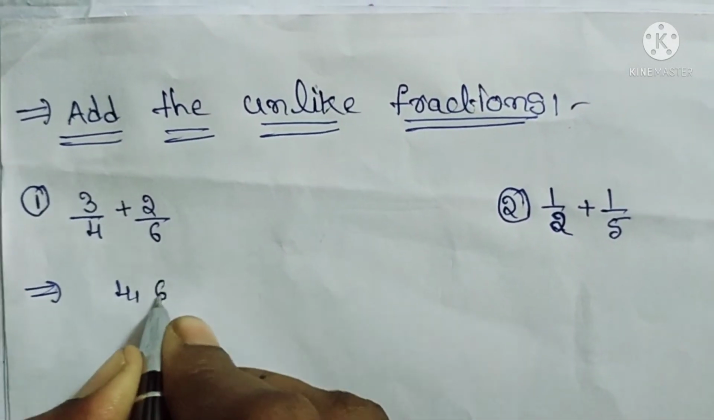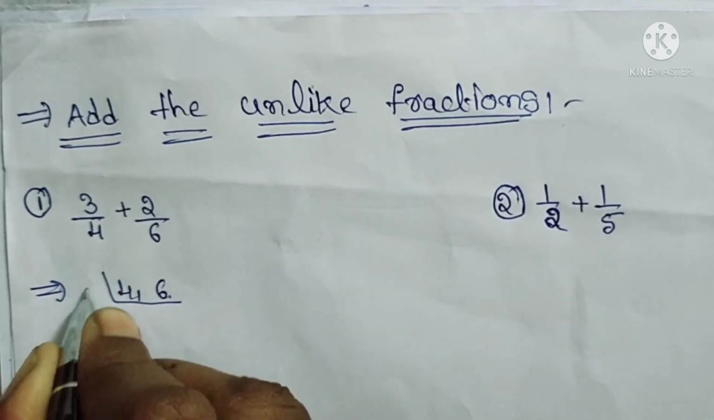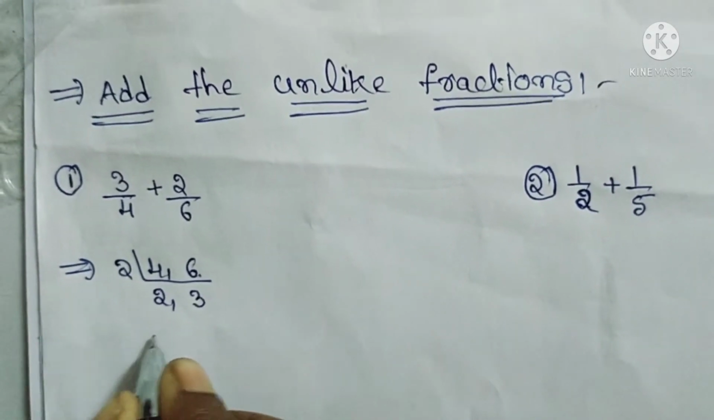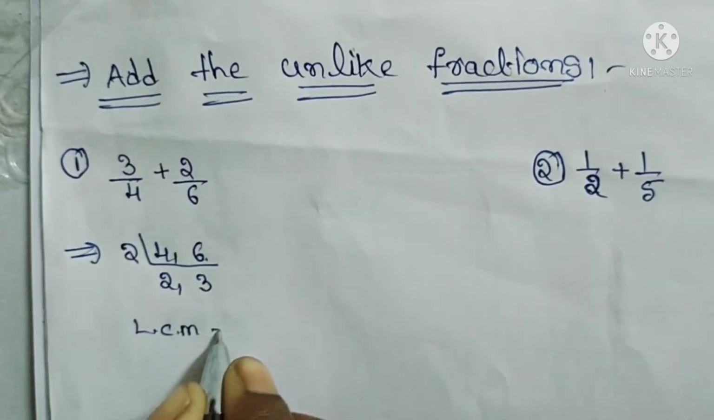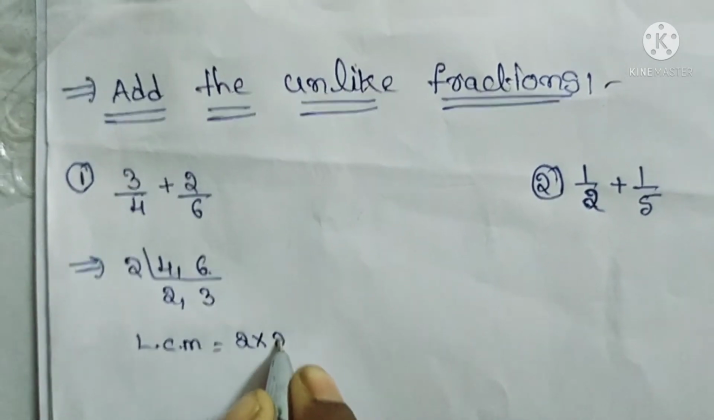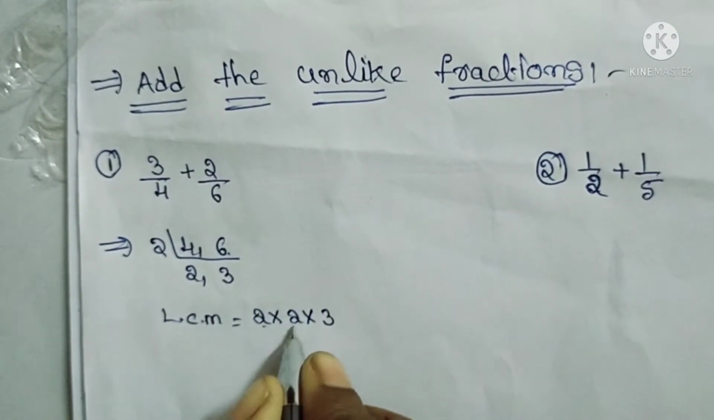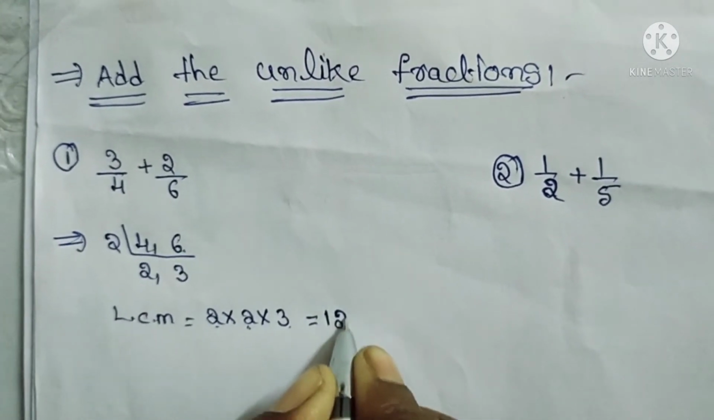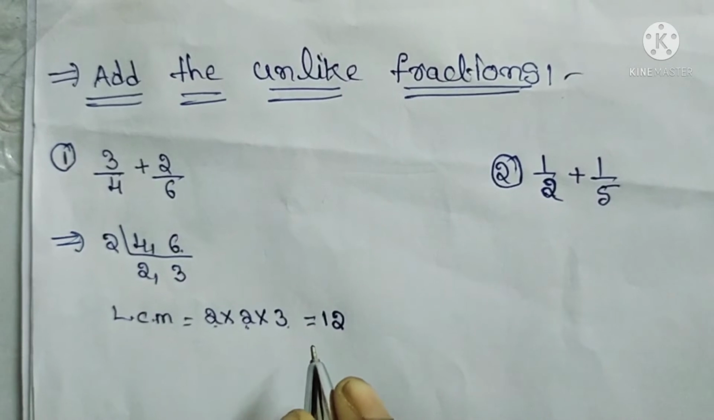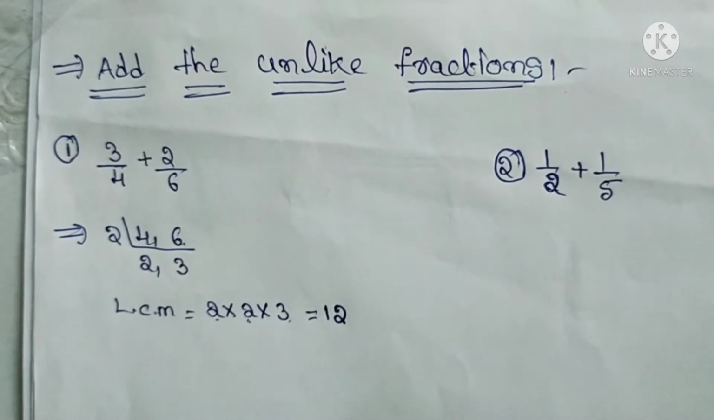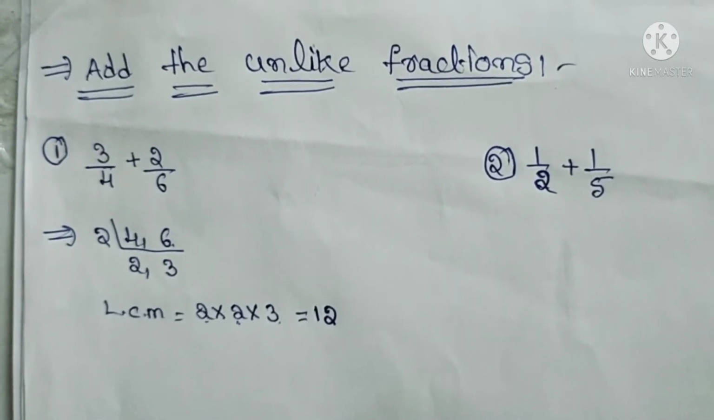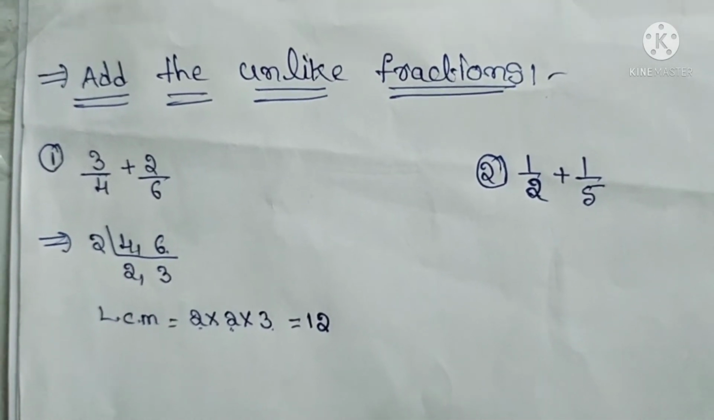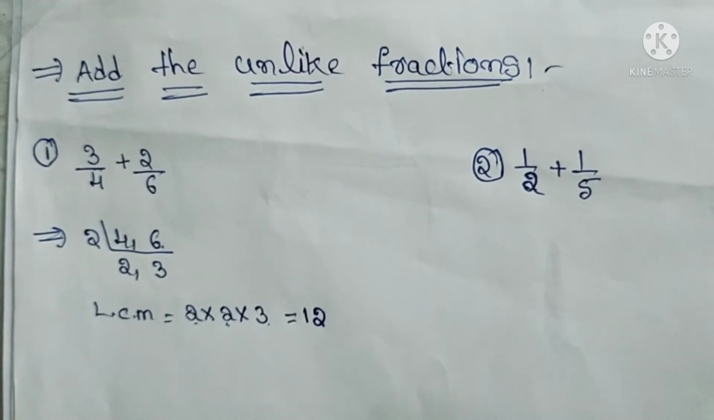4, 6. 2 2s are 4, 2 3s are 6. LCM is equal to 2 into 2 into 3. 2 2s are 4, 4 3s are 12. The LCM of 4 and 6 is 12. Next step, we change the denominators to make equivalent like fractions.